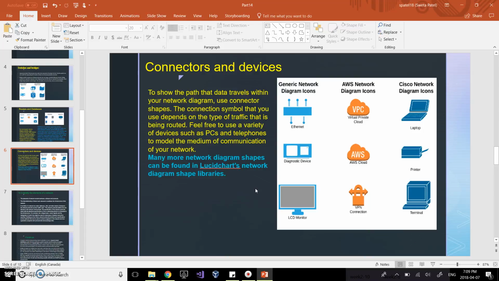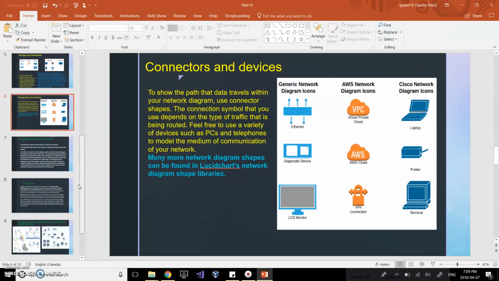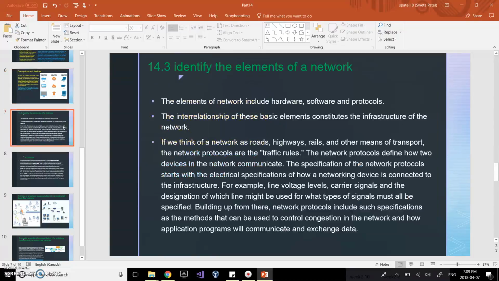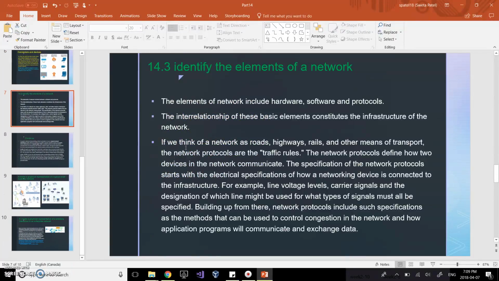Feel free to use a variety of devices such as PCs and telephones to model the medium of communication of the network. Many more network diagram shapes can be found in Lucidchart's network diagram, which you can always refer to for future purposes. So what are the elements of a network?